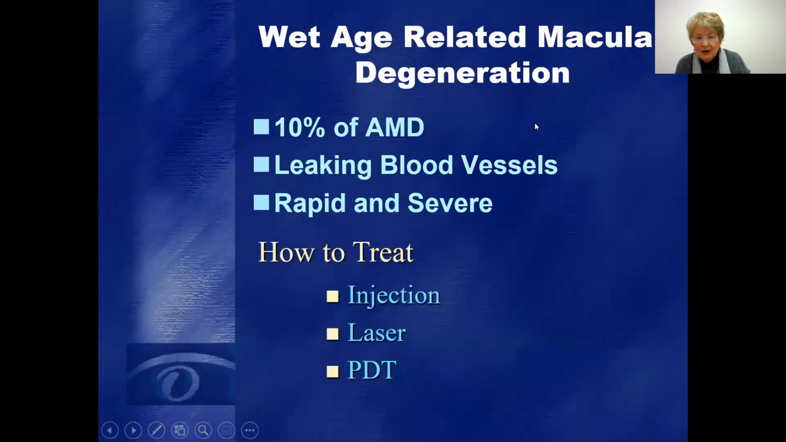Okay, so here's the wet macular degeneration. As we said before, that's the bad one, but it's only 10% of people that usually get it. What happens is bad blood vessels start to grow up underneath the macula and then start to leak. Once they start to leak, it can become rapid and severe. It happened to my own mom.